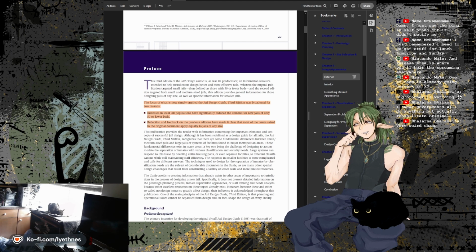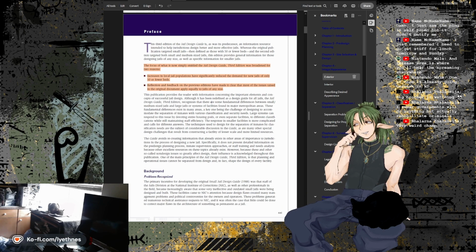The focus of what is now simply entitled the Jail Design Guide. The 3rd edition was brought in for 2 reasons. Increase in local jail populations had significantly reduced the demand for new jails of only 50 or fewer beds. So they're building bigger prisons. That's what that's saying, and there's less of a focus on smaller prisons because of that. Reflection and feedback on the previous edition have made it clear that most of the issues raised in the original document apply equally to jails of any size. So the scale doesn't change what you need for all of them.